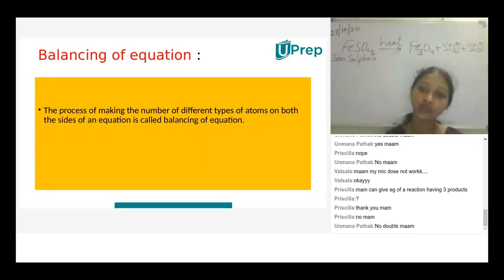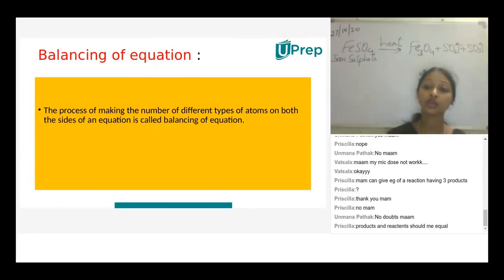When we go with balancing of the equation, the mass of the reactants should always be equal to the mass of the products, according to the law of conservation of mass. Both products and reactants should be equal.